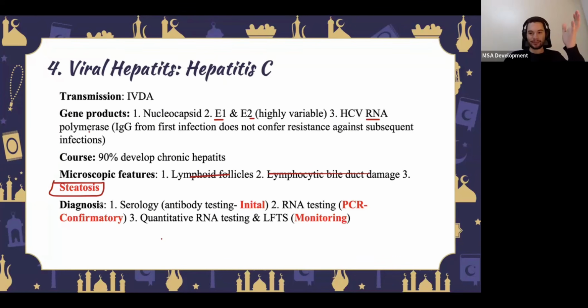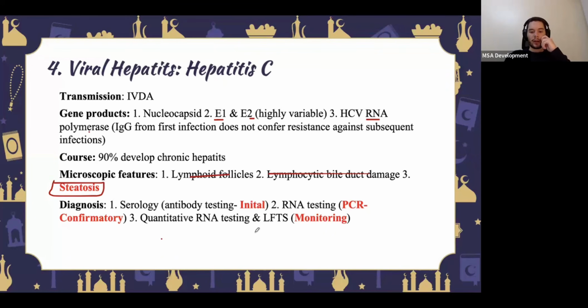But for diagnosis, first you're going to start with an antibody testing. You test if the patient has an antibody against hepatitis C. If the test is positive, you move on to an RNA testing. So you test if the patient is currently infected with an RNA assessment of that hepatitis C virus. If both are positive, this means this patient is positive for hepatitis C and they could transmit the infection.